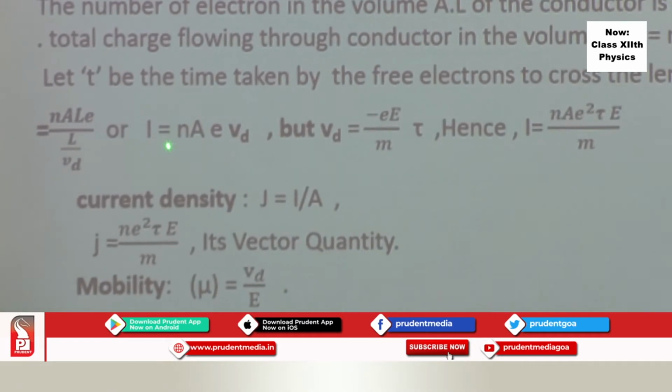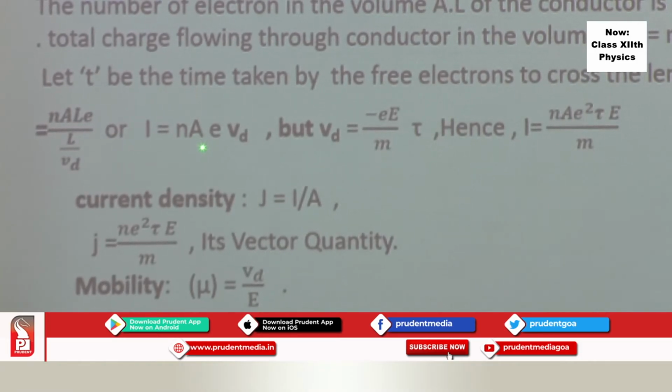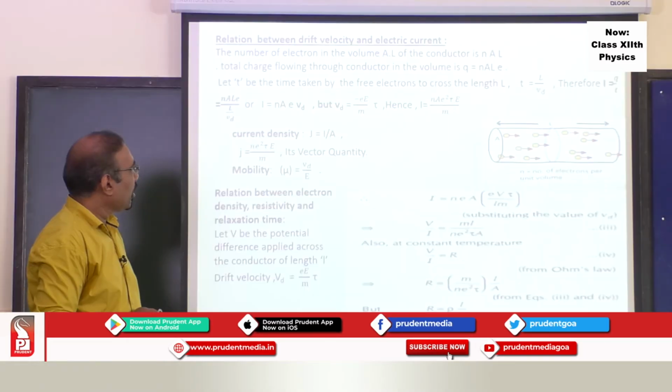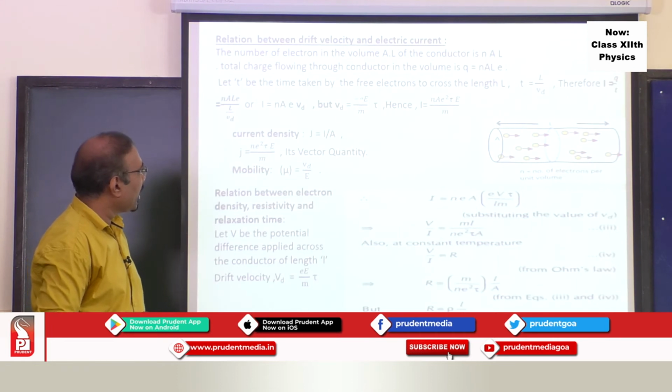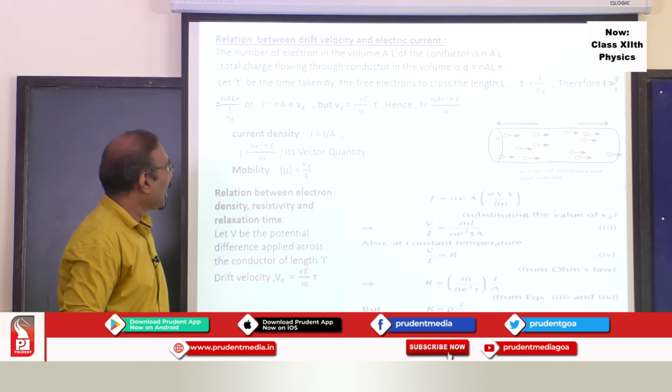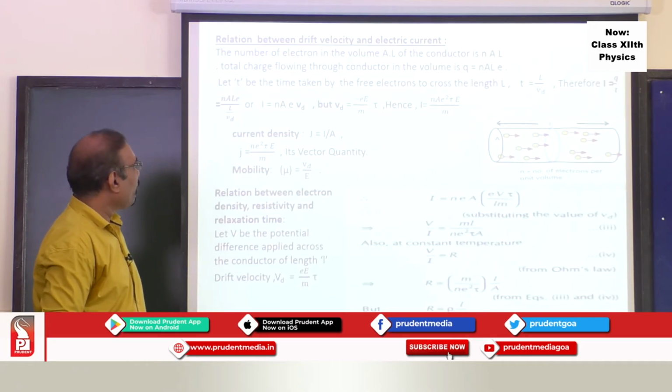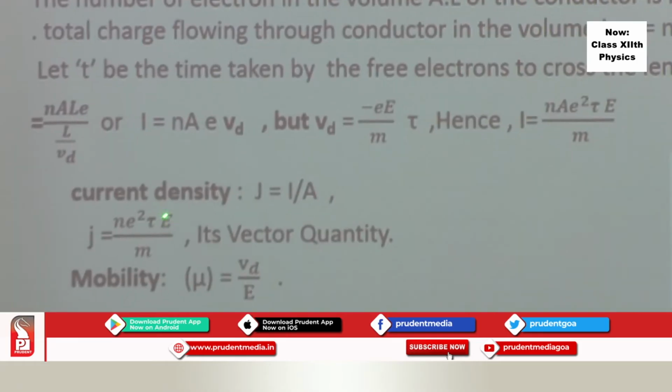Substitute that, and you will get this beautiful relation: I is equal to nAeVd, where n is the number of electrons per unit volume, A is the area of cross section of the conductor, e is the charge of an electron, Vd is the drift velocity. Now, if you substitute drift velocity as minus eE upon m into tau, then you will get this relation. We can find out the current density from that. Current density will be this relation.